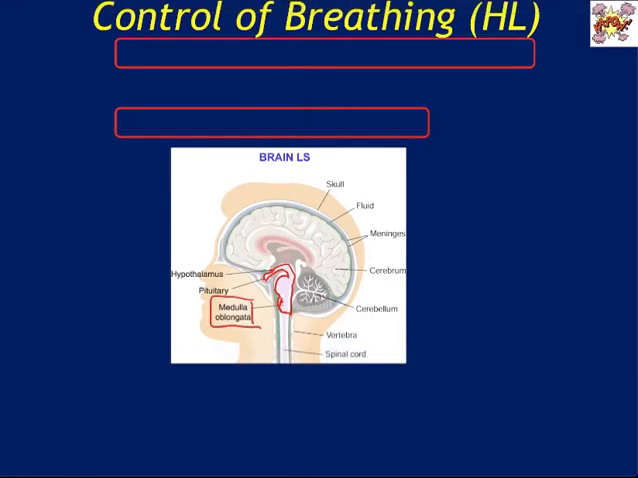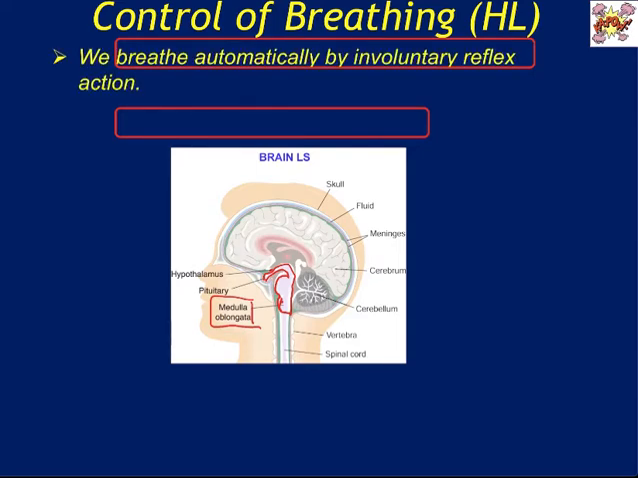Okay, so our medulla oblongata, what do we need to know? So we breathe automatically. It is what's called an involuntary reflex action. Involuntary means that it is not under our conscious control. So our brain is doing this. We can't change the outcome. Our brain is going to make us breathe no matter what. So that's what it means when it says unconscious, not under conscious control.